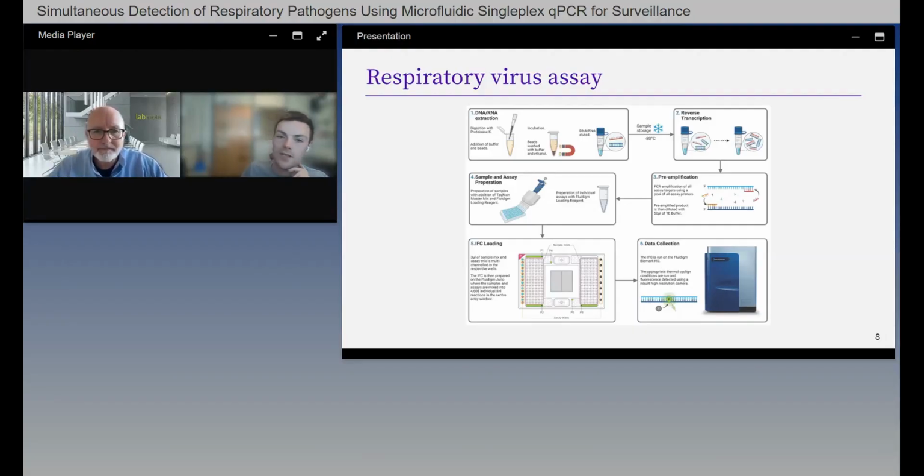So once you've done the amplification and loaded it into the plate, which can be multi-channeled, we can run 192 samples in this case against 24 primer probe sets, just by loading the samples and the probes and letting the machine and the plate do the rest.